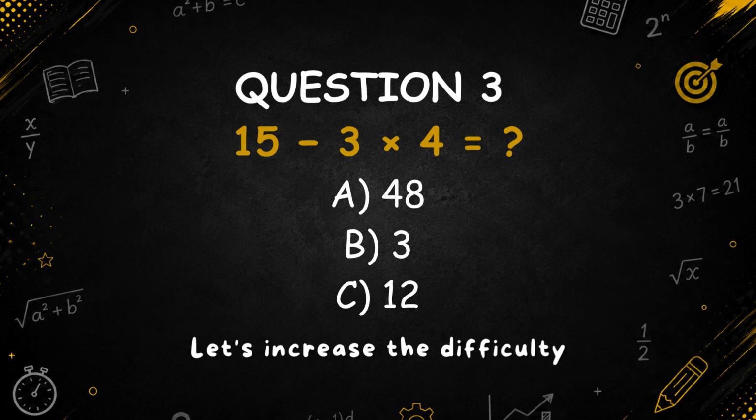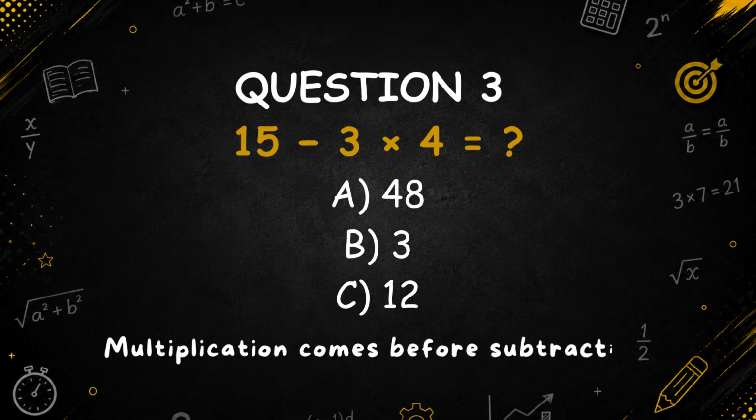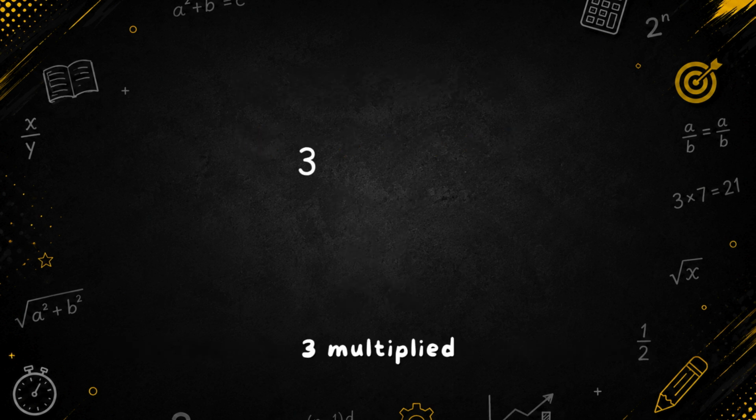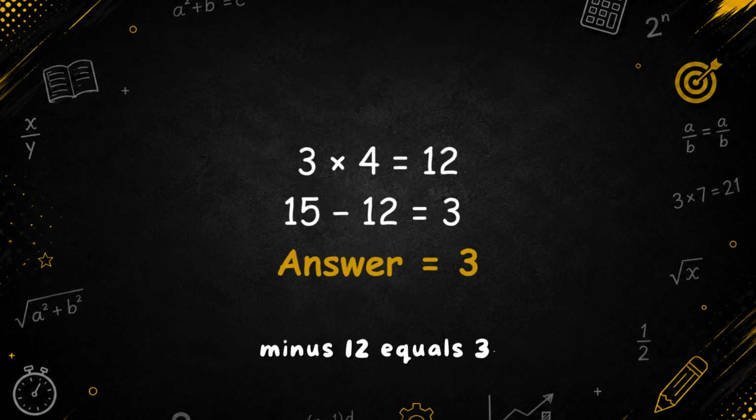Let's increase the difficulty slightly. 15 minus 3 multiplied by 4. Multiplication comes before subtraction. 3 multiplied by 4 equals 12. 15 minus 12 equals 3. The correct answer is 3.